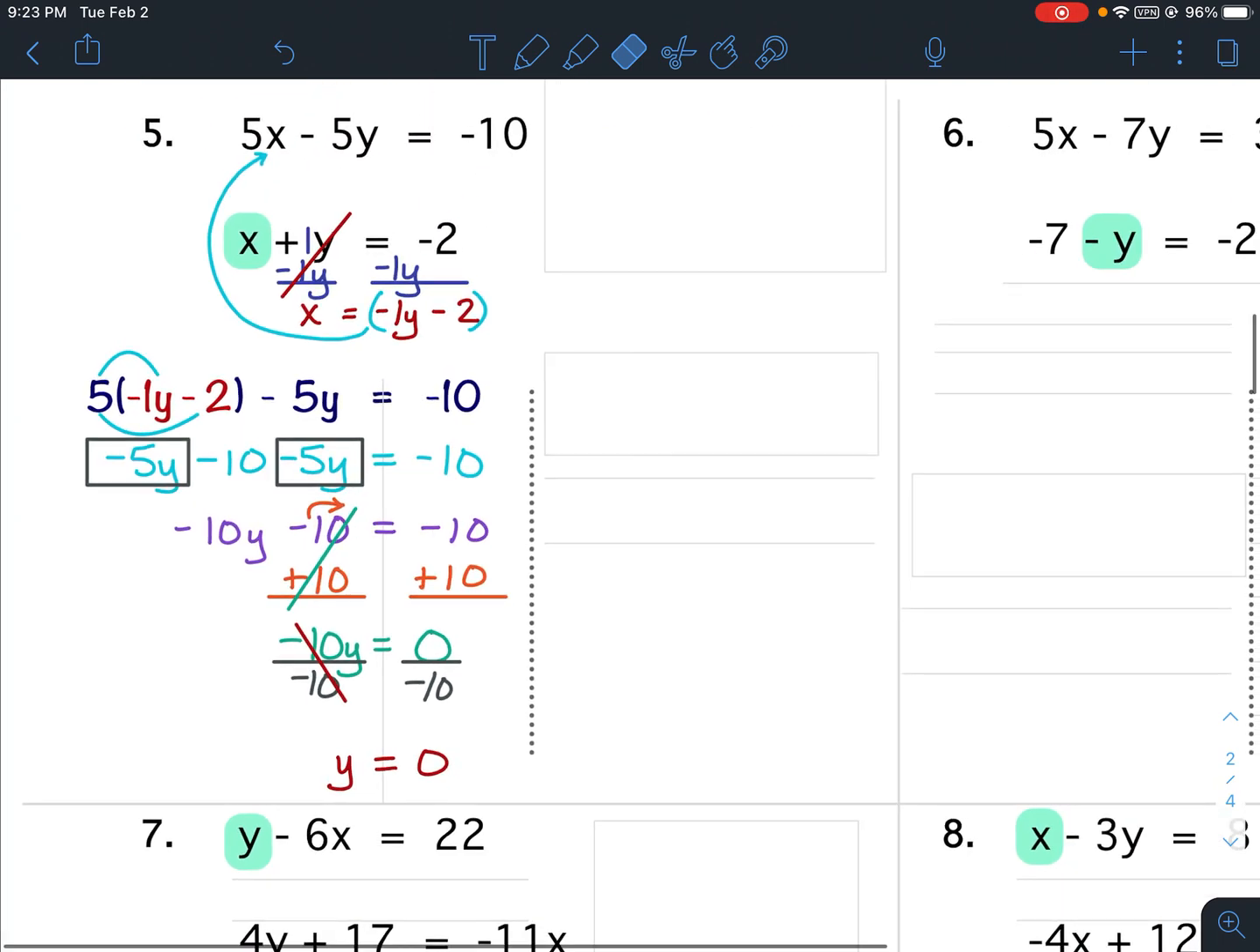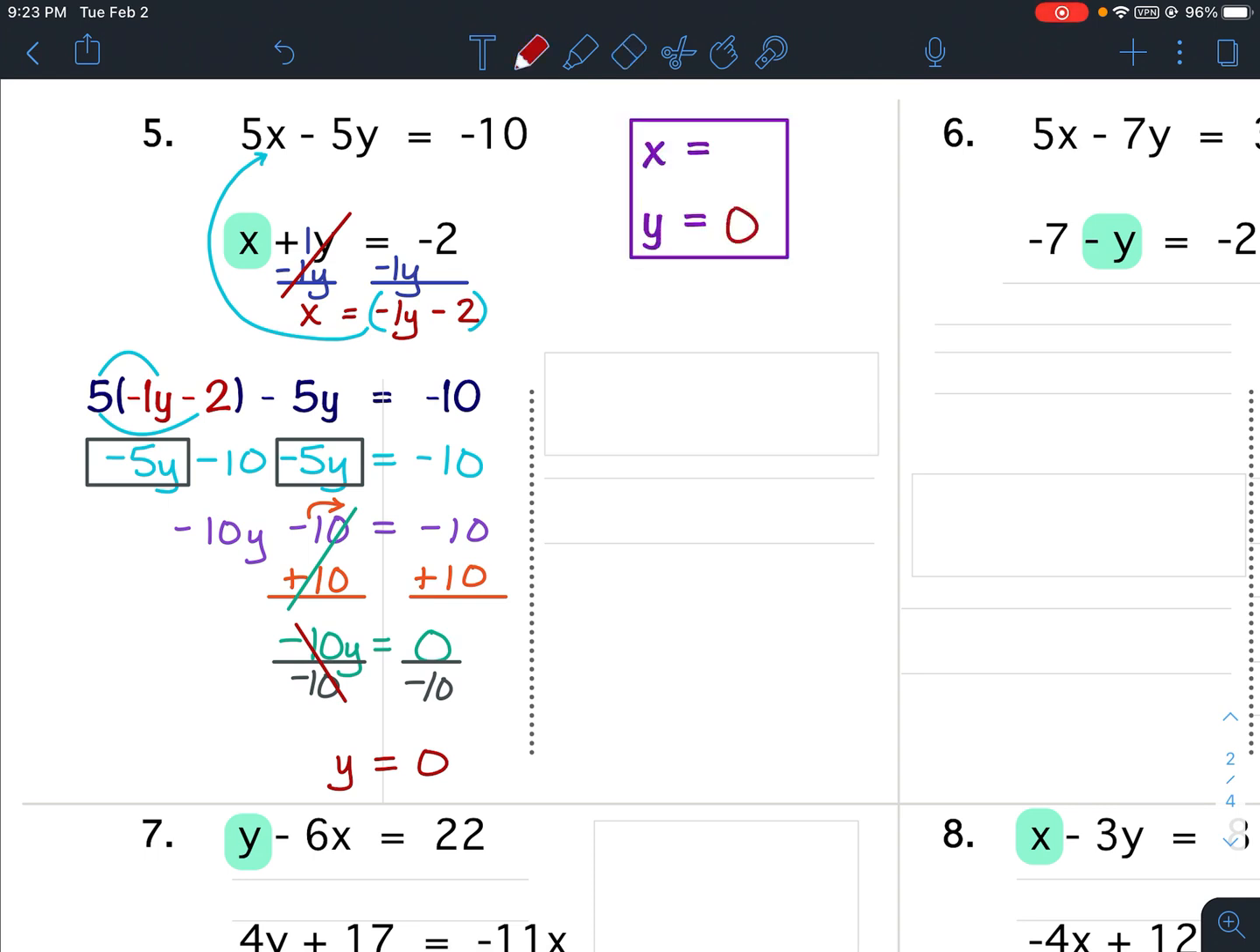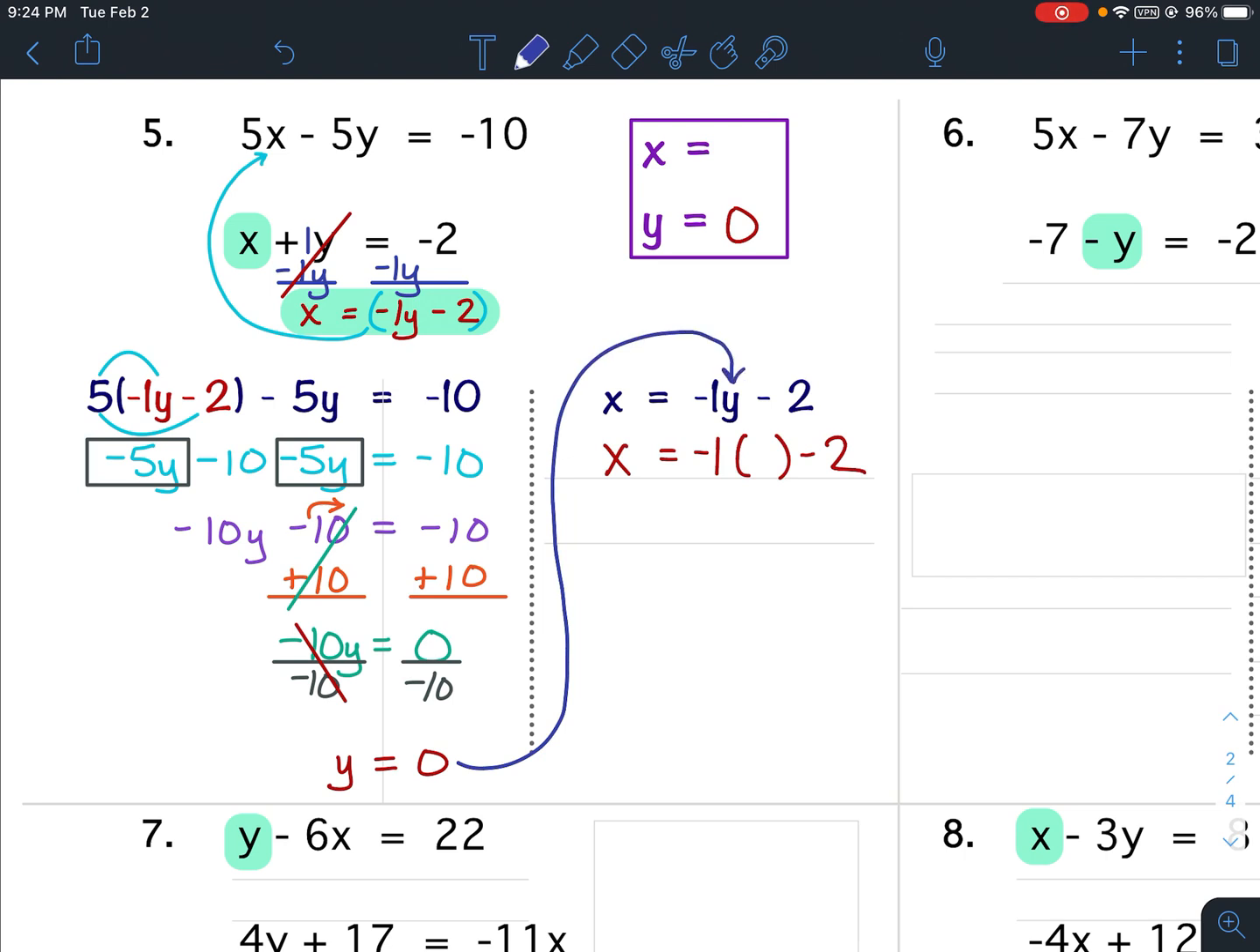Okay, we solved for one of the variables. So that means y is 0. So now you need to take that equation that we first solved for. You need to take this x equals negative 1y minus 2. Write it down. Where the y is, put parentheses. And now you're going to want to take that value of y that we solved for, plug it in, and solve for x. That's all the farther I'm going to go with you on number 5. Finish it on your own.